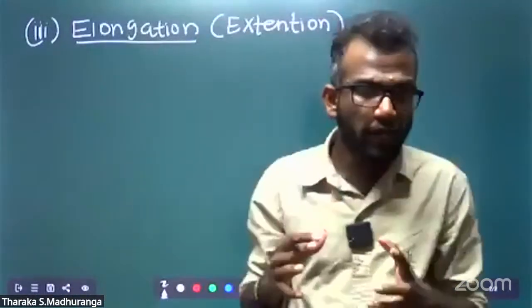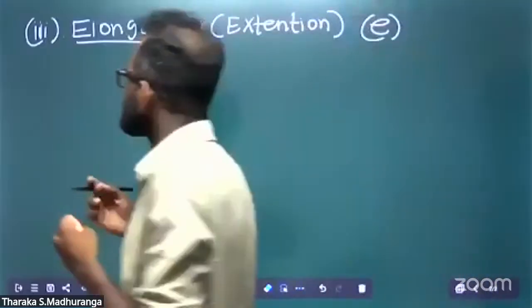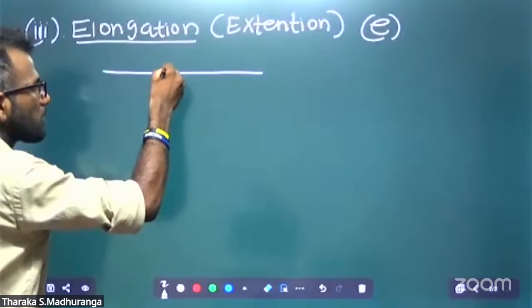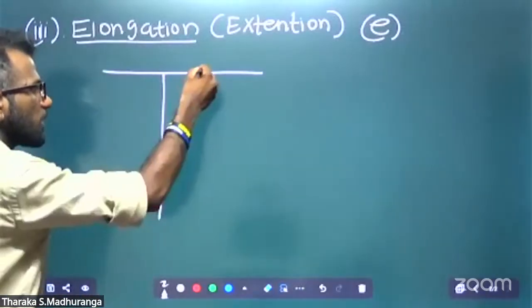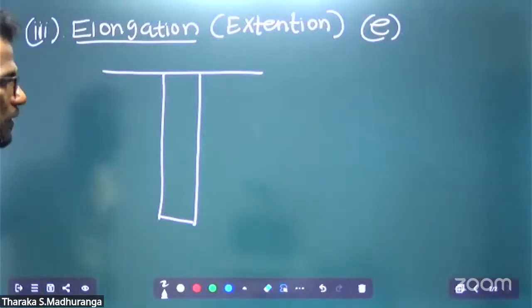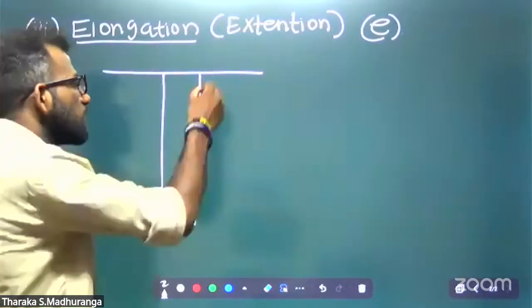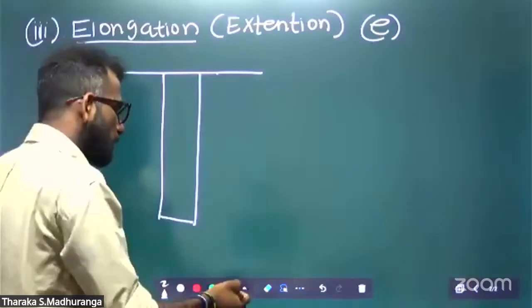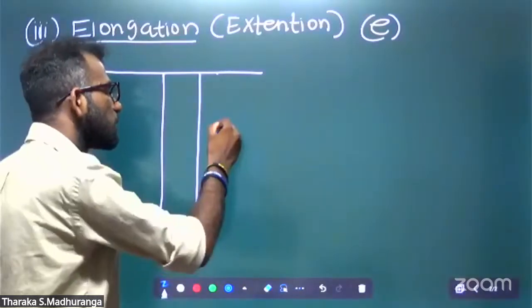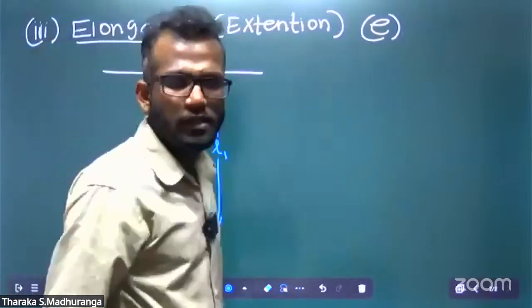That is elongation. When we think of this as a rubber tape, this is a rubber tape. That is the initial length that we call L1. L1 is the initial length of this rubber tape.